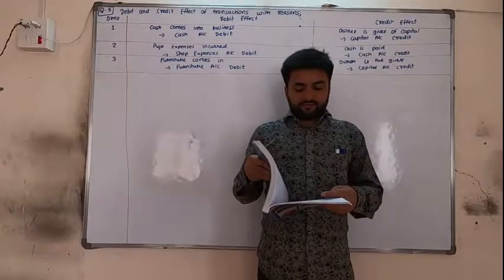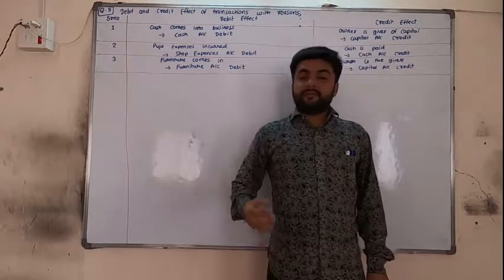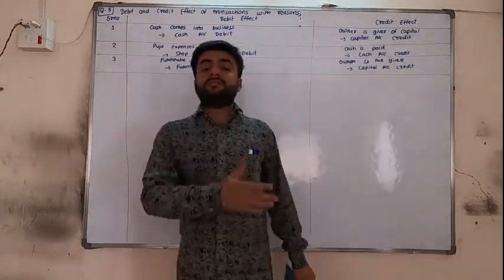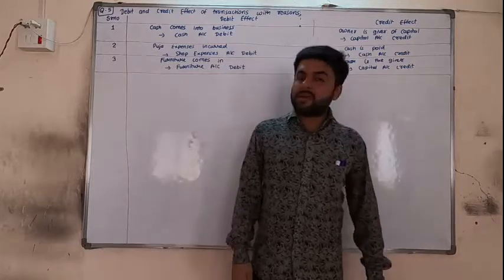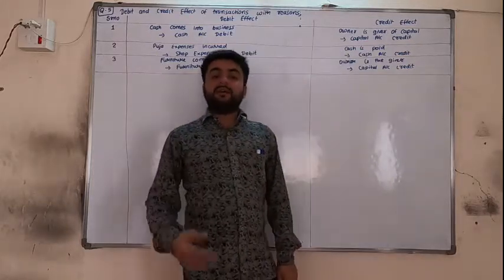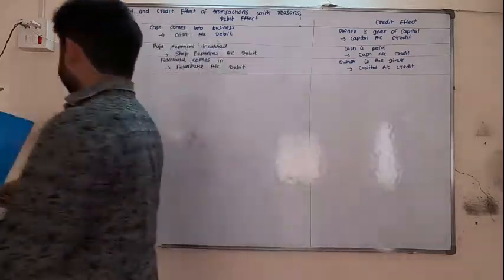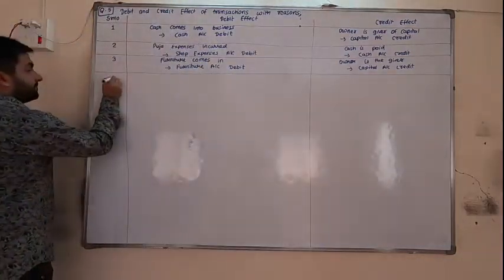Deposited 30,000 to the State Bank of India. We are depositing our money to State Bank of India. So our money is received by State Bank of India. State Bank of India is the receiver, and our cash is going out, so cash account should be credited. Number 4.